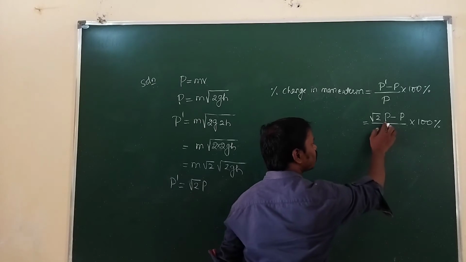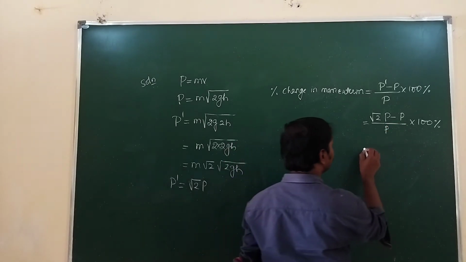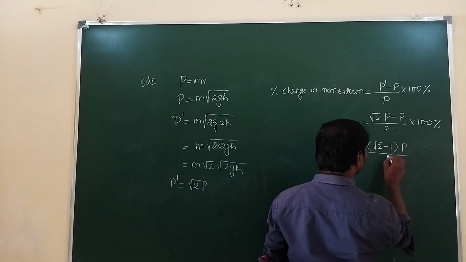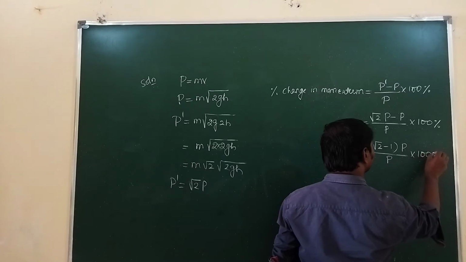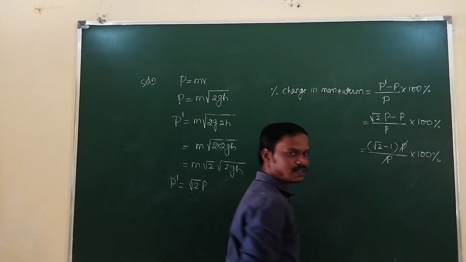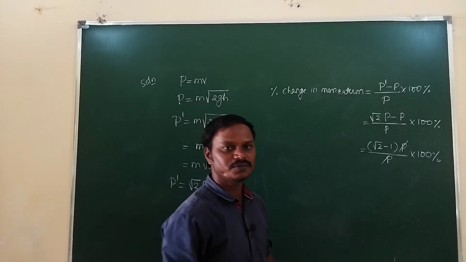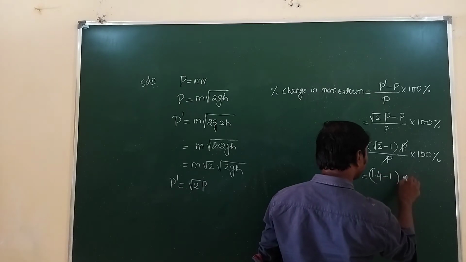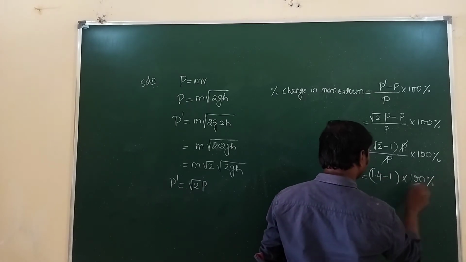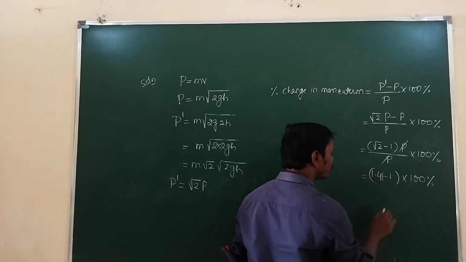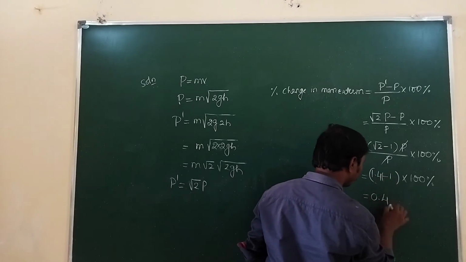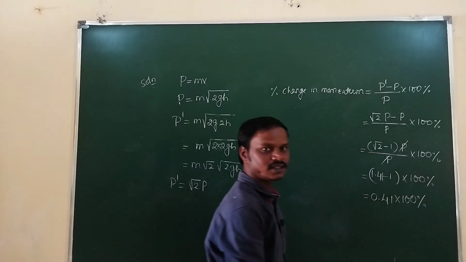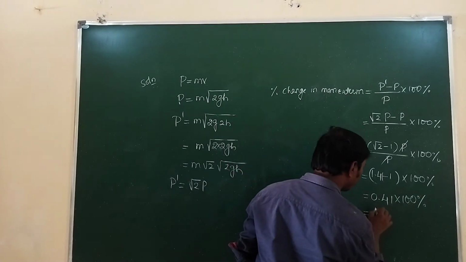So listen here. What is common here? p is common. Then square root of 2 minus 1 into p divided by p into 100%. Now p gets cancelled. Square root of 2 is nothing but 1.41. 1.41 minus 1 into 100%. Then 1.41 minus 1 is 0.41. 0.41 into 100 is 41. That is 41%.